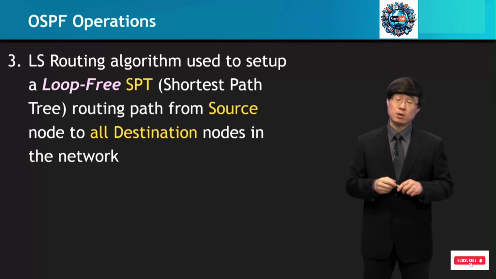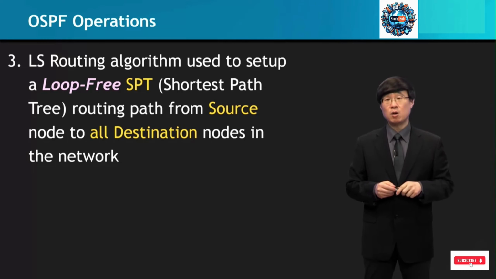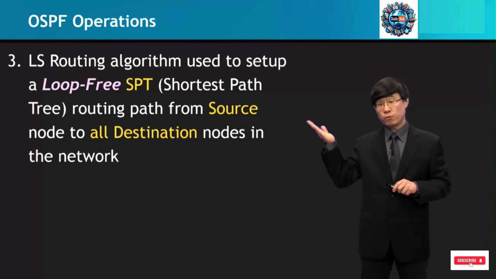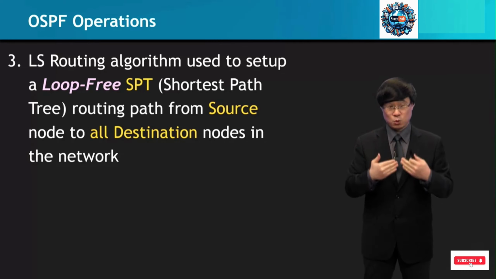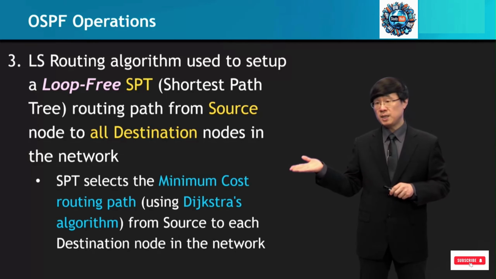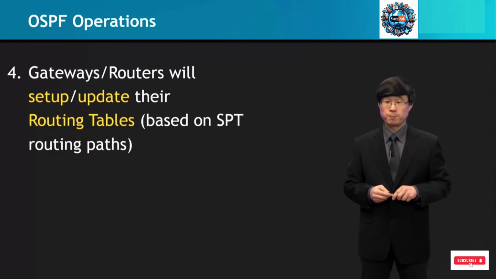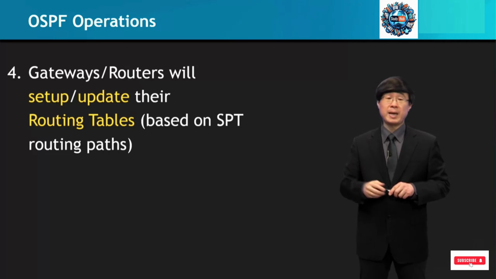Now, a loop can create a big problem because a packet could go into a loop and just go around, and also it will exhaust the resources of the routers that are connected to the loop. So therefore, loops are not desired. So therefore, we want to create a loop-free shortest path tree that shows all the routing paths from the source node to all the destination nodes that I can use. Here, SPT will select a minimum cost routing path using Dijkstra's algorithm. The gateways and routers will set up and update their routing tables based on the SPT.